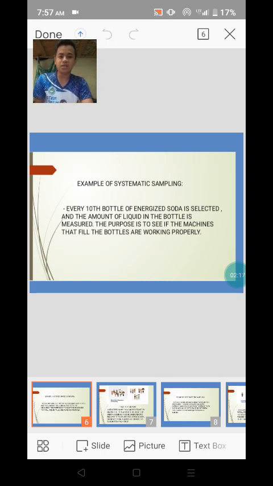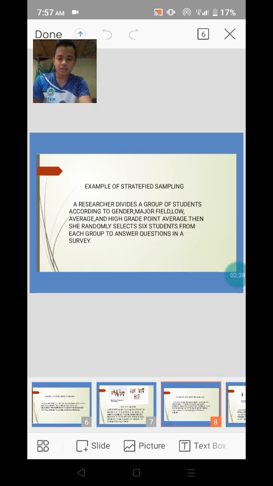Another example of systematic sampling is if you have 200 applicants in a company and you need 50 samples, you divide 200 by 50, so every fourth applicant of this company will be selected. So the third sample is the stratified sampling.